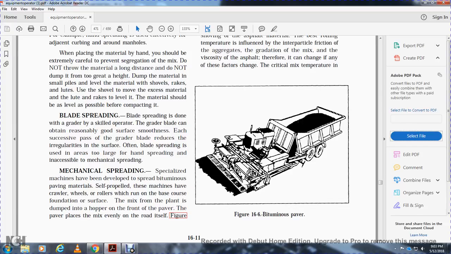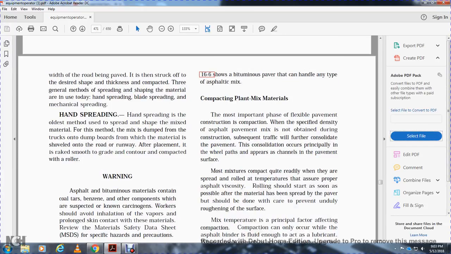Mechanical spreading. Specialized machines have been developed to spread bituminous paving material, self-propelled. These machines are crawlers or wheelers, and they run on the base of the foundation. The mixture from the plant is dumped into the hopper at the front of the paver. The paver places the mix evenly on the road itself. Figure 5-6, the bituminous paver, which can handle any type of asphaltic mix.